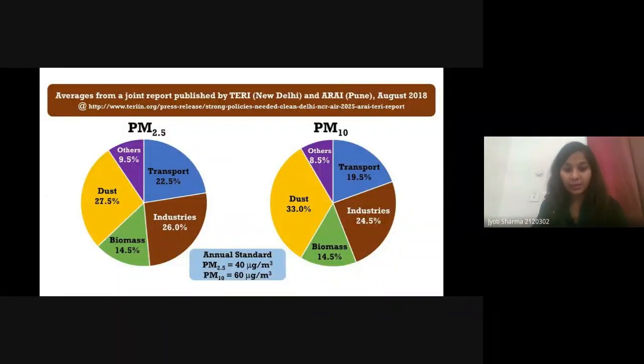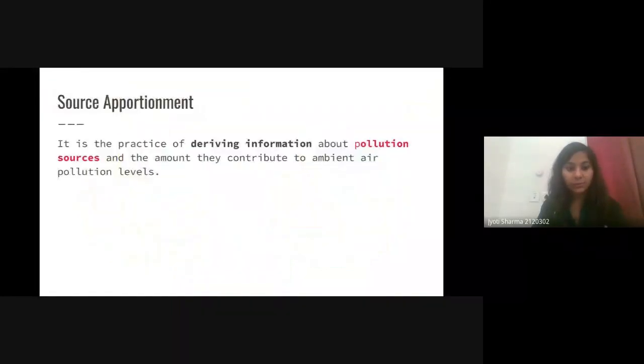I have a definition of it as well. This is the practice of deriving information about pollution sources. So after some methods, you are getting the information regarding where the pollution is emitting from, and the amount they contribute to ambient air pollution level. So you have to keep this in mind: you want to get the information about the source from where the pollution is emitting.